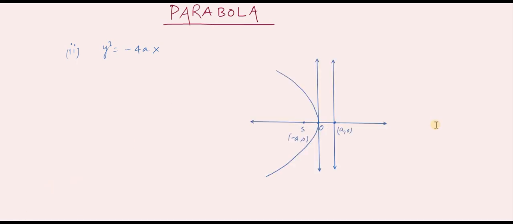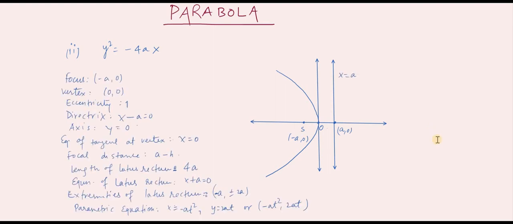It's similar to y square is equal to 4ax, but opening in the left direction, unlike y square is equal to 4ax, which was opening in the right direction. Focus is (-a, 0). Vertex is obviously (0, 0). Eccentricity of the parabola is always 1. Directrix is x minus a is equal to 0, or x is equal to a. Axis is y is equal to 0, that means the x-axis. Equation of tangent at vertex is the y-axis, which is x is equal to 0.